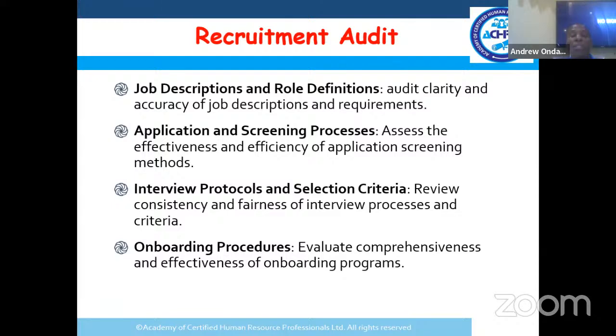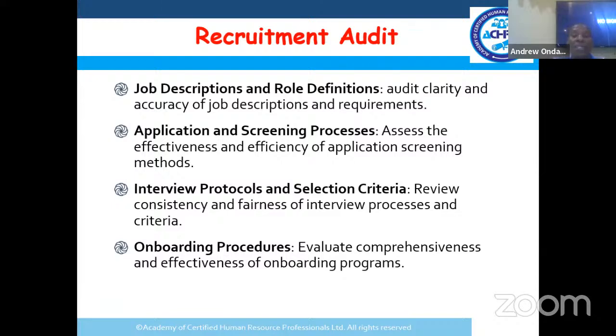Secondly, you can use a ranking method where people are graded from the first to the last. That is ranking based on their performance in the interview from number 1 to the last. And the appointing authority can select either number 1, number 2, number 3, or even the last.